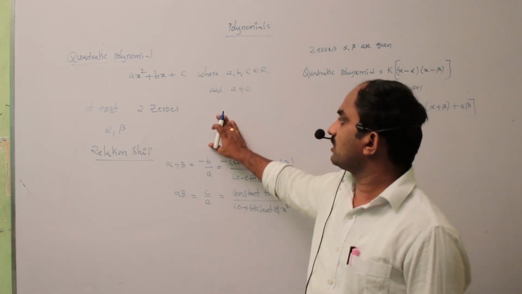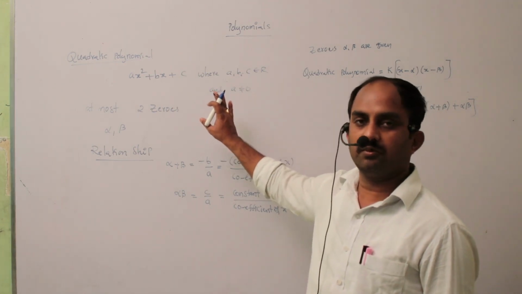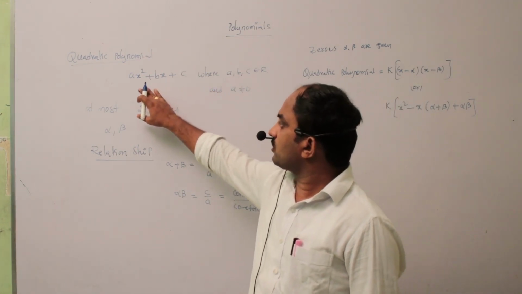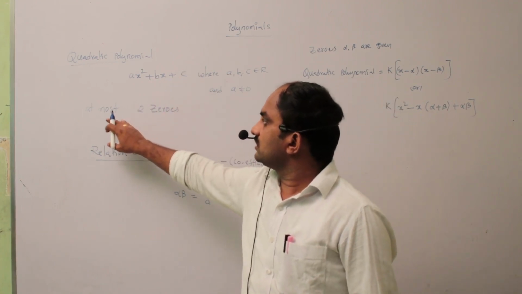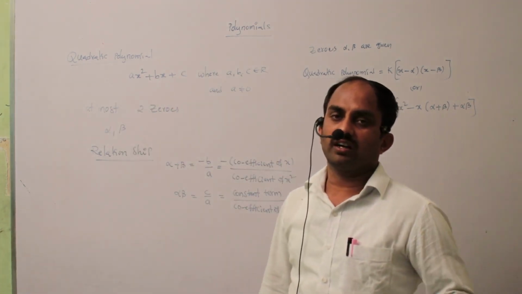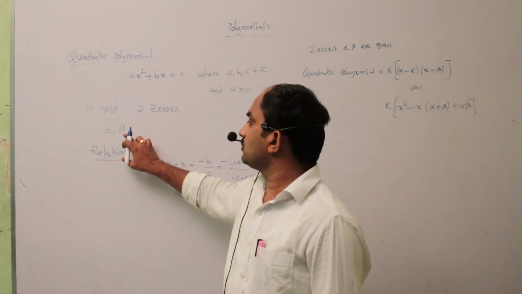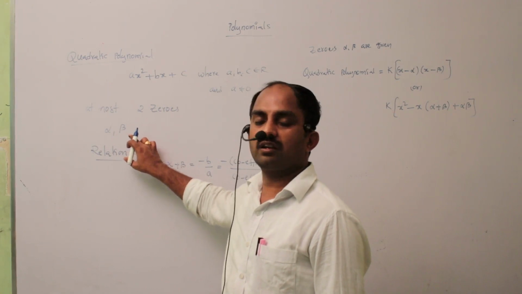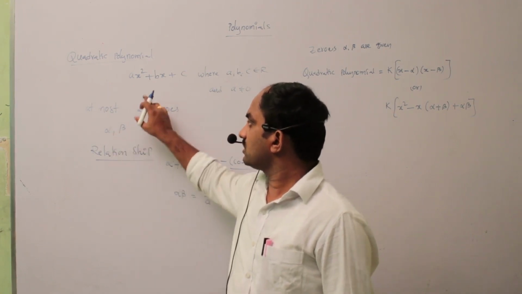So first of all, a quadratic polynomial is a polynomial of second degree. The general form is ax square plus bx plus c. Quadratic means degree 2, that's why it has at most 2 zeros. Those zeros are generally represented by the letters alpha, beta. So this is the introduction.